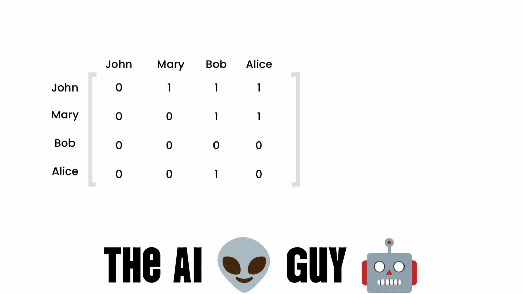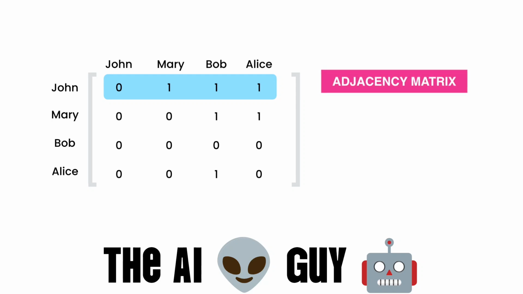So for every node in our graph, we're going to have a row and a column. If two nodes are connected, we mark their intersection with a 1 or a true. So here we can see that John is connected with Mary, Bob, and Alice. This is what we call the adjacency matrix. It's fairly easy to implement. All we need is a two-dimensional array.